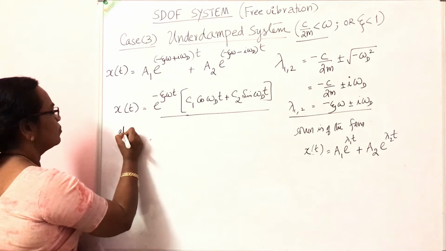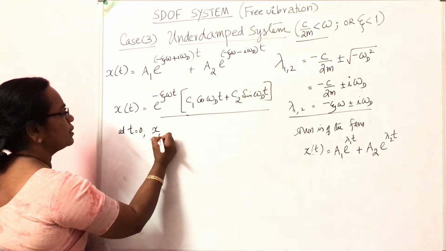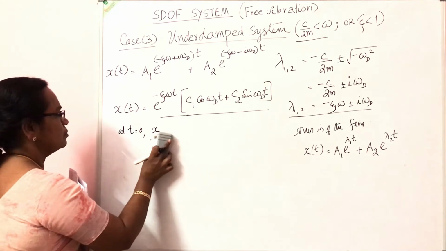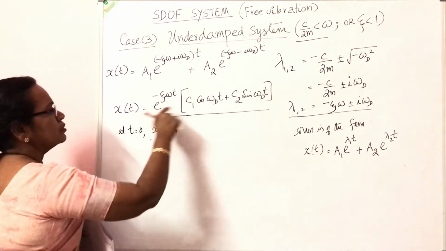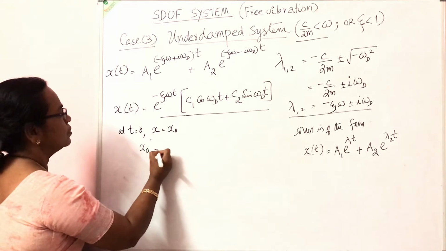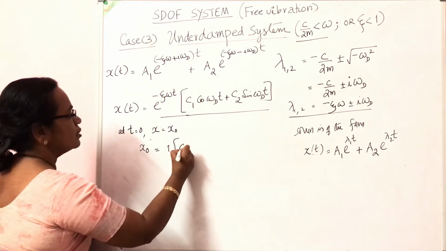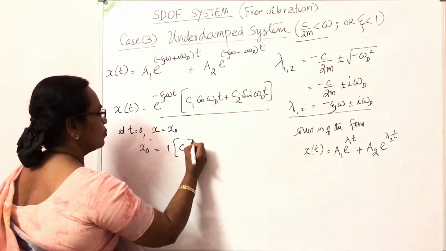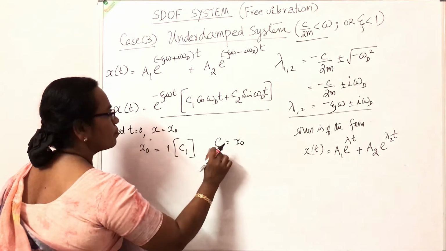That is, at time t is equal to 0, the initial displacement x is equal to x0. Substituting t is equal to 0 and x is equal to x0, e raised to 0 will become 1, cos ωt will become 1, and sin term is 0. So c1 is equal to x0.